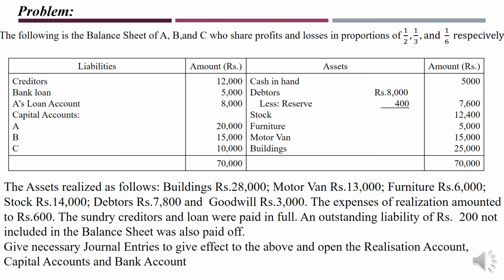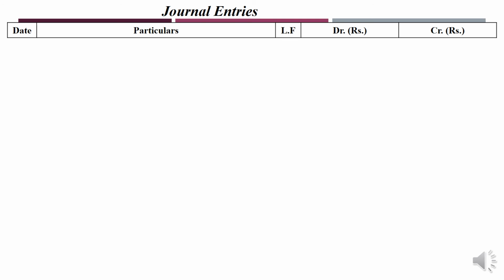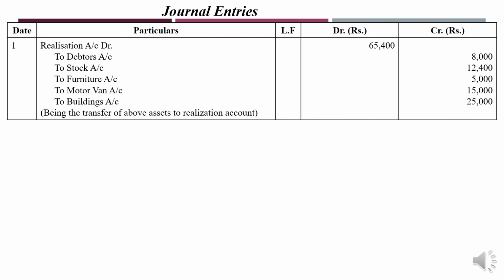Now let us do that. Okay, the first journal entry is for recording the assets at their book value. So realization account debit, to debtors account, to stock account, furniture account, motor van account, building. All the assets are supposed to be transferred to the realization account at their book value. This is very, very important.